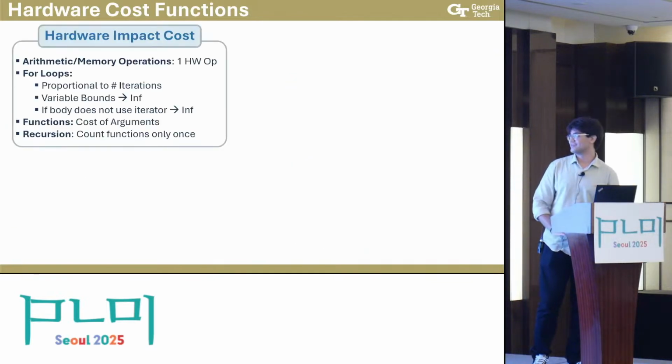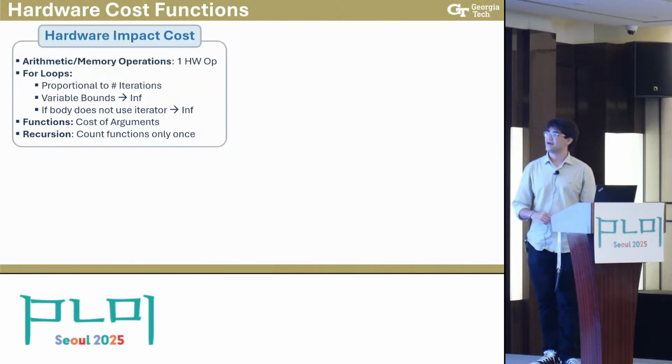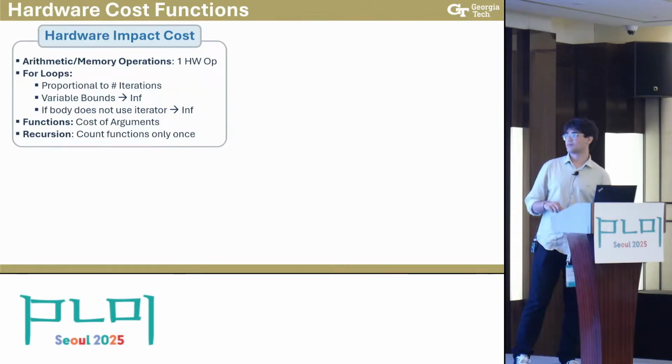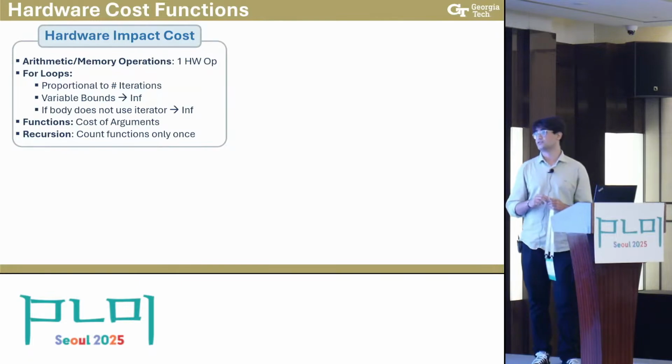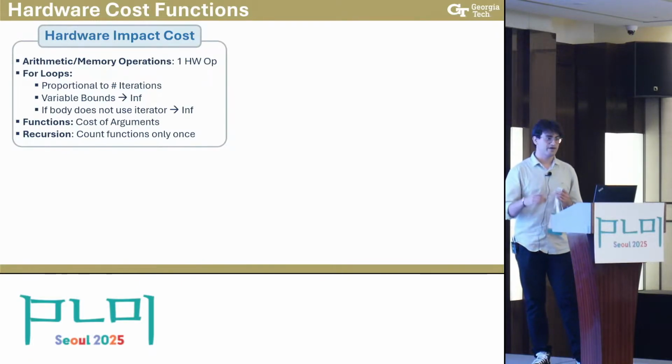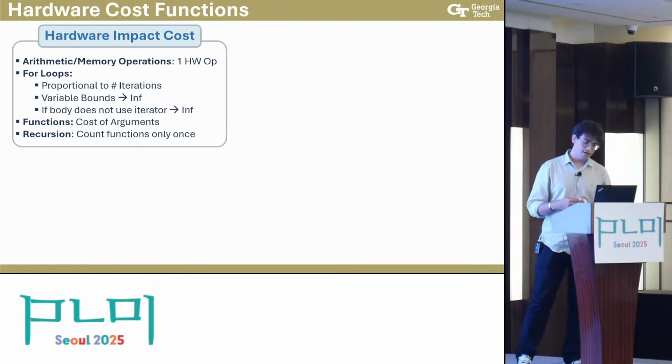So let's get into what these hardware cost functions actually are. So we have the hardware impact cost. The key takeaways here are that we assign a cost of 1 to every arithmetic and memory operation, no matter how expensive it actually is in hardware. It's more just a notion of, like, one hardware operation. It's some abstract notion of importance. Our for loops are proportional to the number of iterations they take, and then the cost of the body.